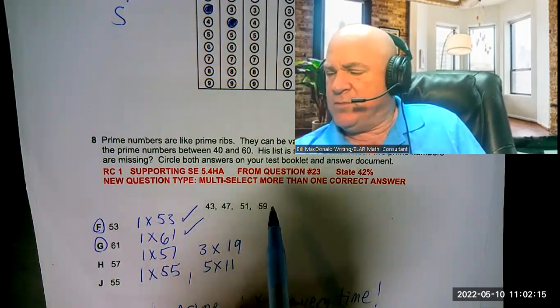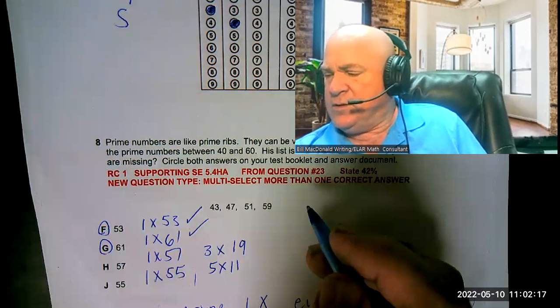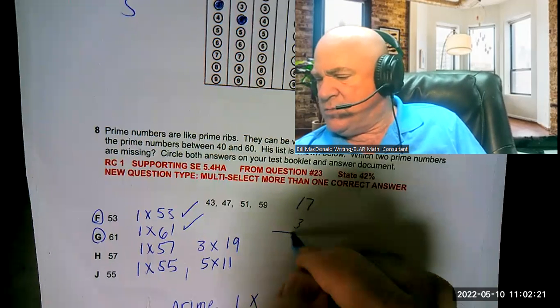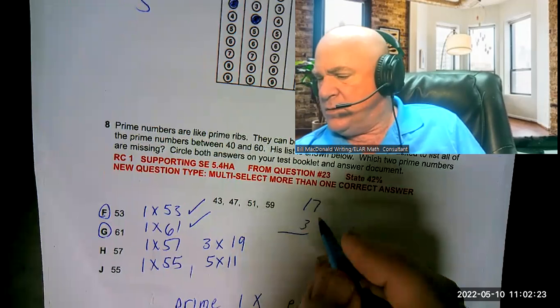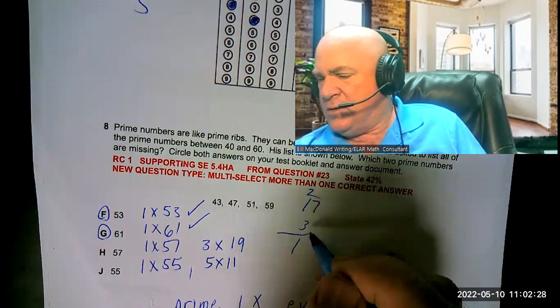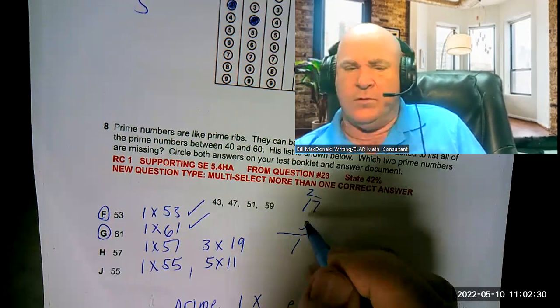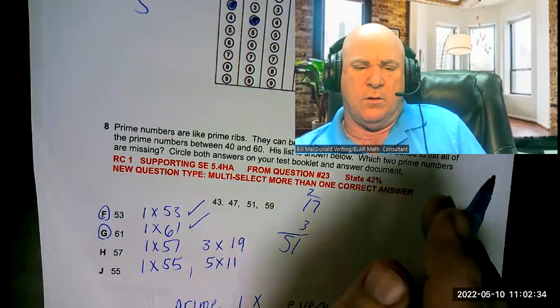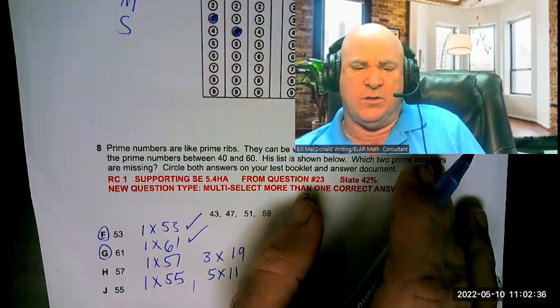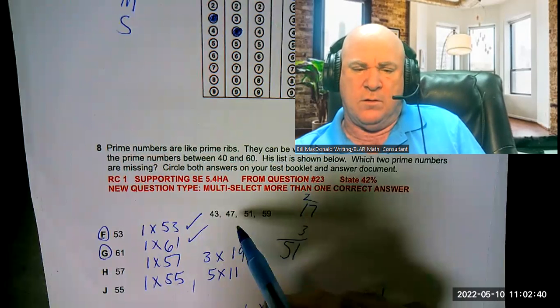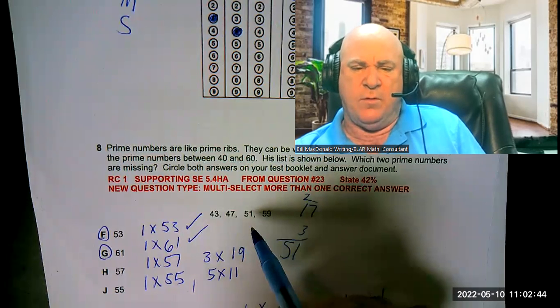Let me check something real quick. 17 times 3. 7 times 3 is 21, plus 3 times 1 is 3 plus 2, 51. Oh, I made a mistake on this one because 51 is not a prime number.